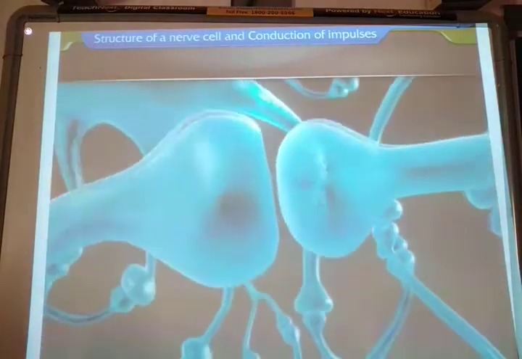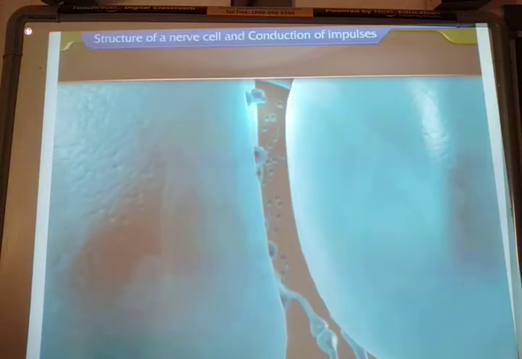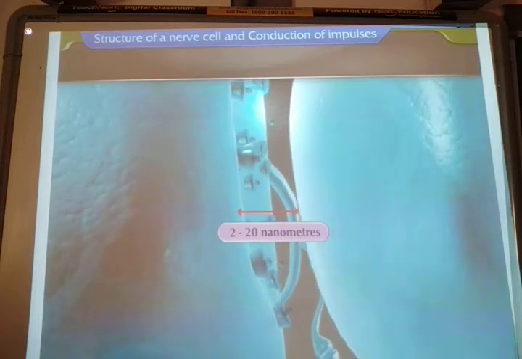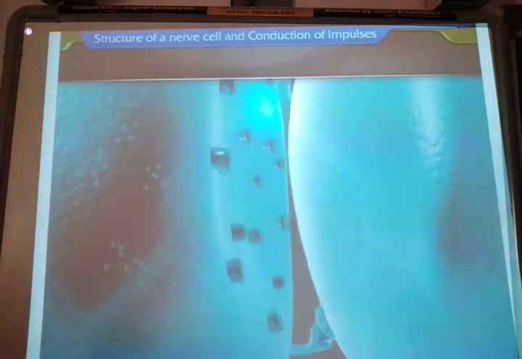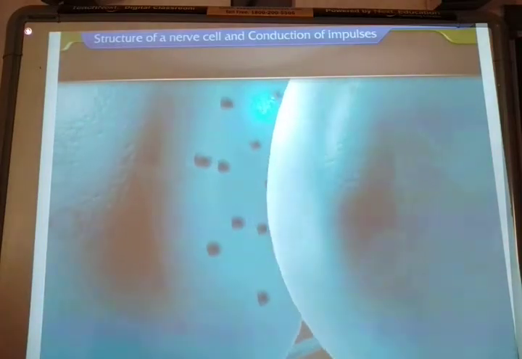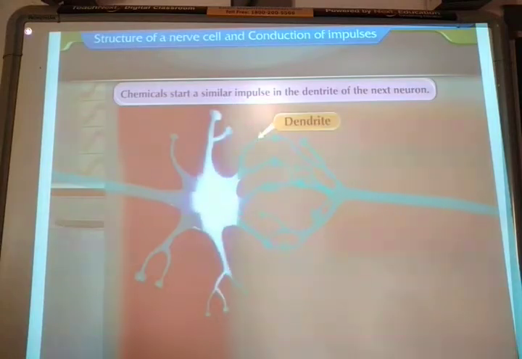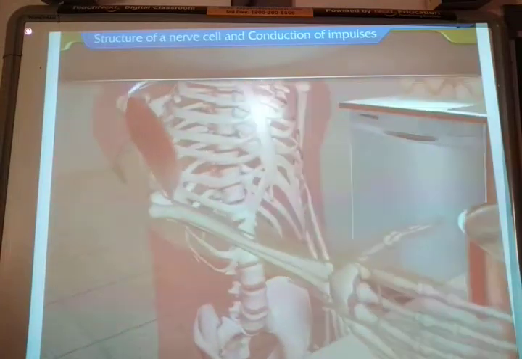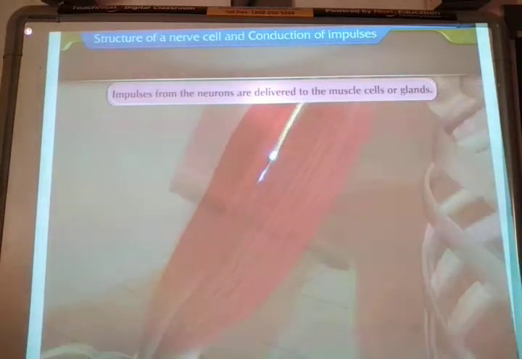At the end of the first axon, the electrical impulse induces the release of some chemicals. These chemicals pass through a small gap of 2 to 20 nanometers known as synapse, present between the neurons. They start a similar electrical impulse in the dendrite of the next neuron. This is the procedure by means of which the impulses travel in the body. Thus, impulses from the neurons are delivered to the muscle cells or glands.